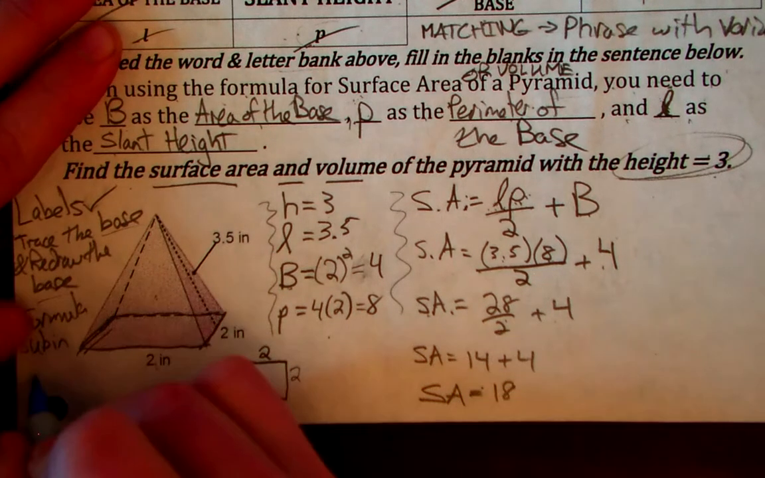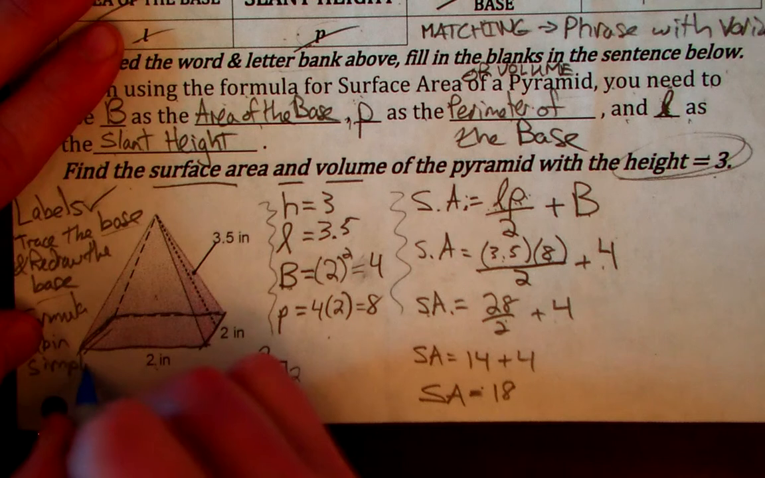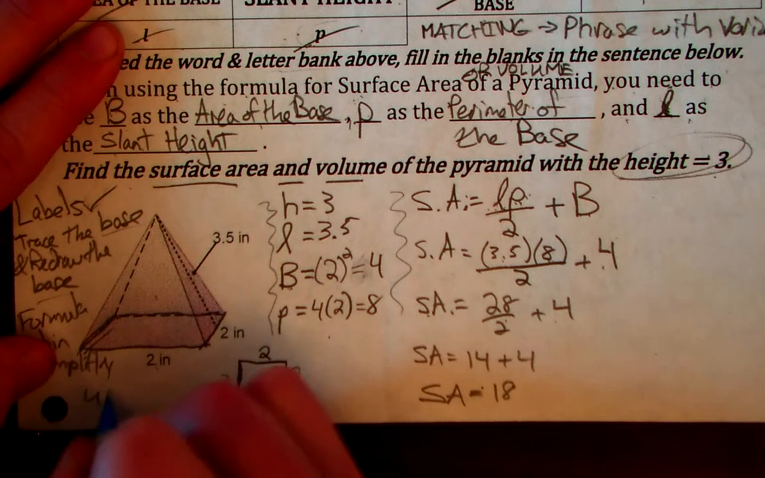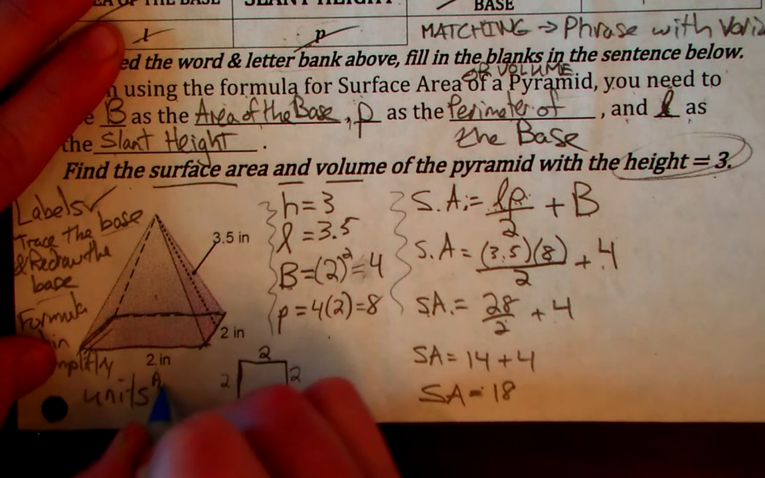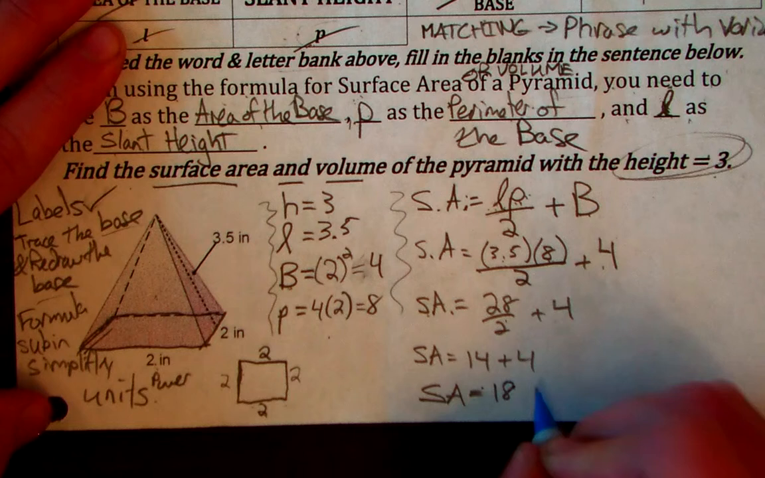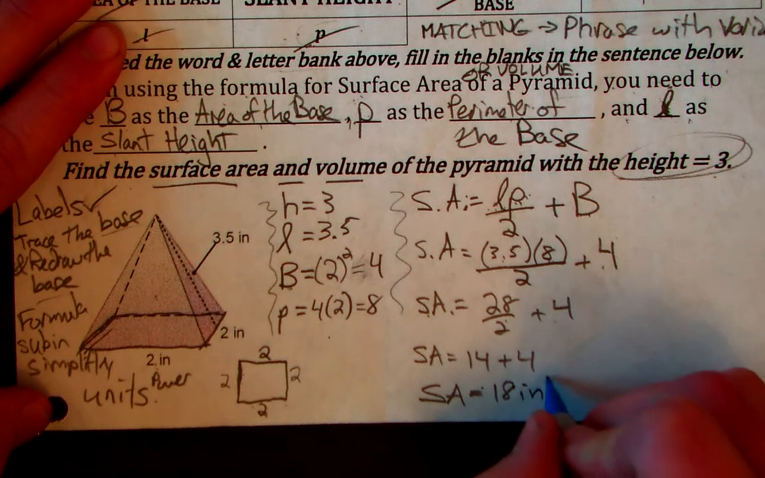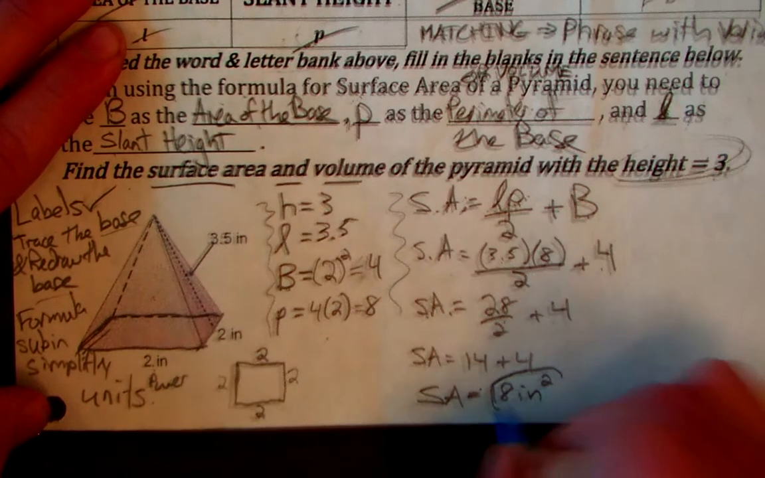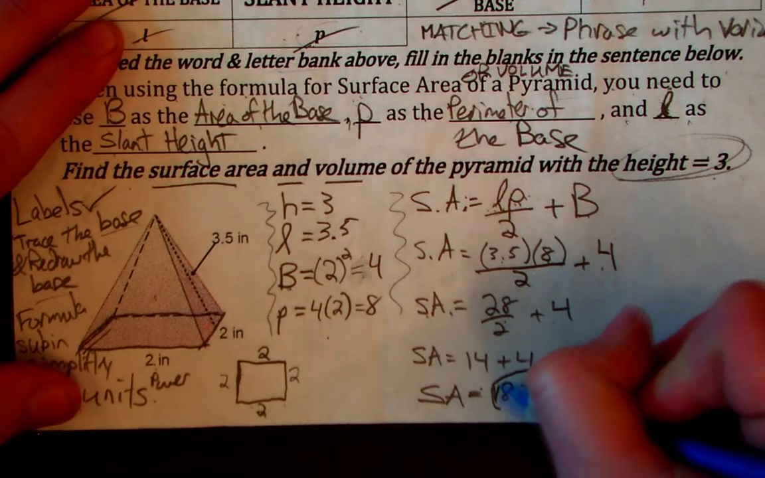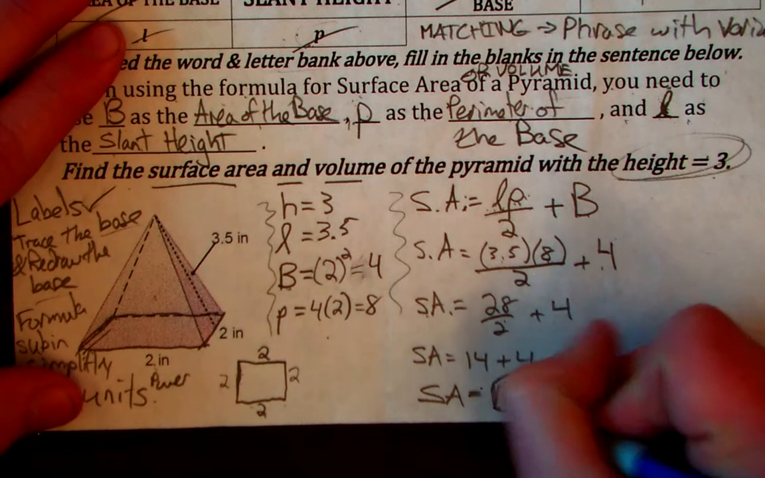And then we're going to put our units as well to the correct power. Again, so the surface area, it's going to be inches squared. Circle your answer. Make sure you don't cover anything up. So we have 18 inches.